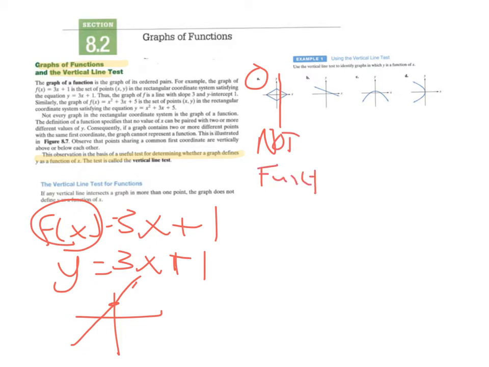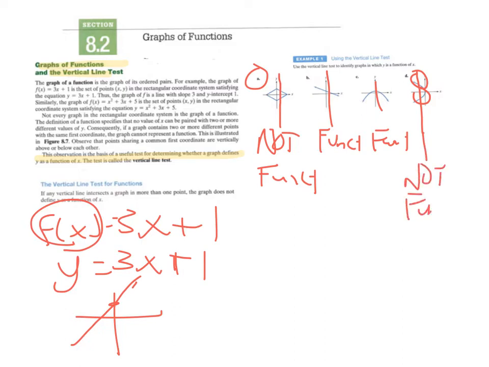So we look at this next one. If I draw a straight red line, it touches it once, so this is a function. And same with this one. But this last one, if I draw my vertical line, it touches the red line 2 times. See, it touches it right there and it touches it right here. So this one is not a function.